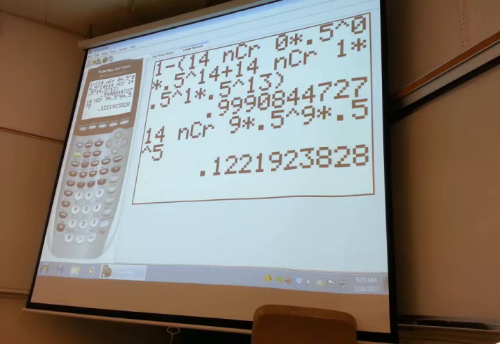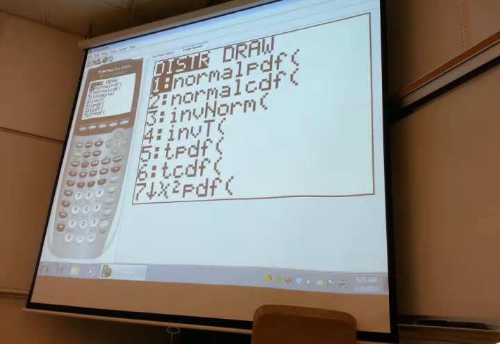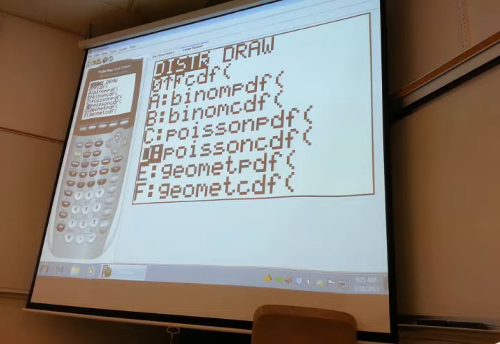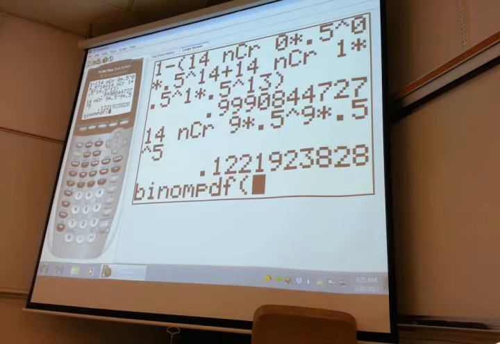Good. You go to second, right above vars, to DISTR for distributions. Go to binomial. Which one? C or P? P, because I want a particular value. I want exactly 9. And what are the inputs for this? What does it need to know? N, comma, P, and X. I love it.